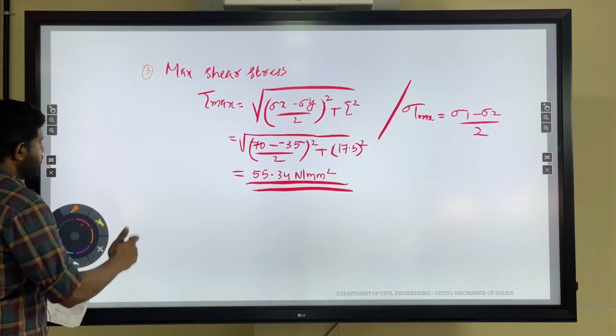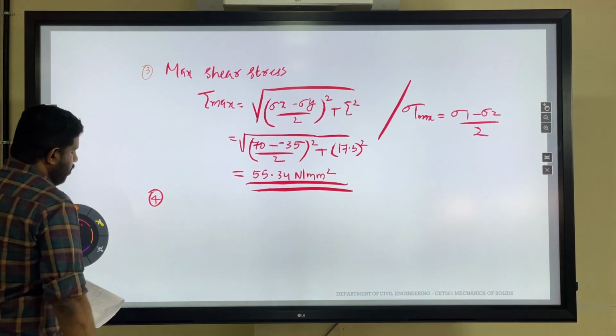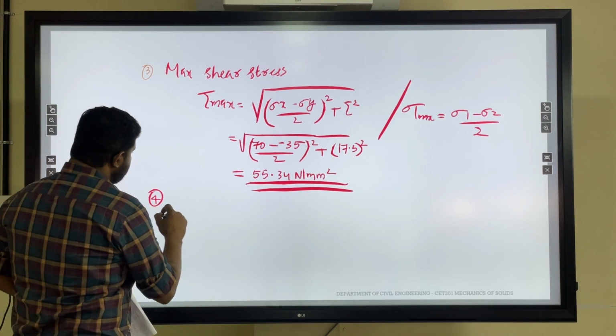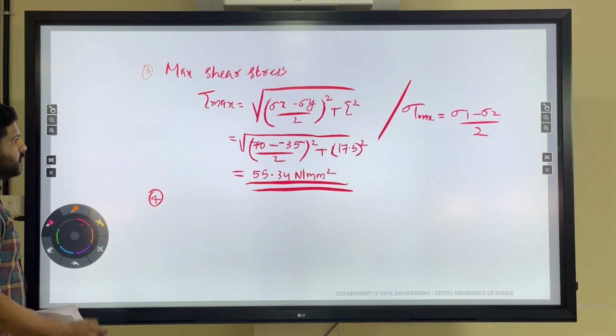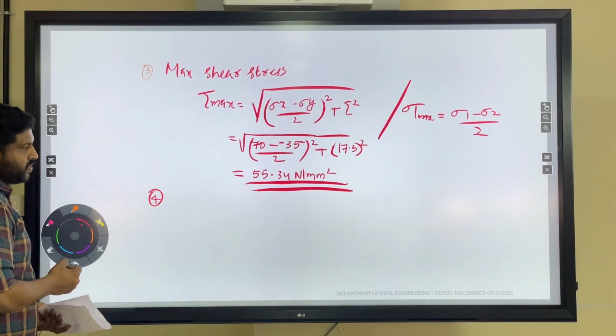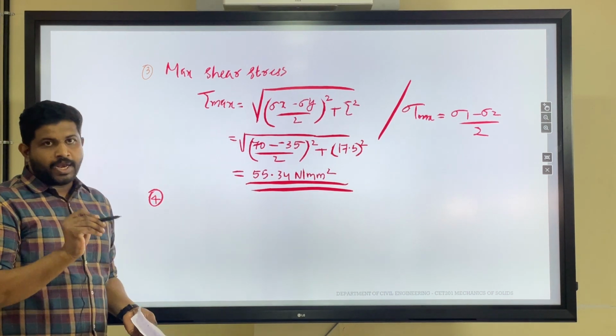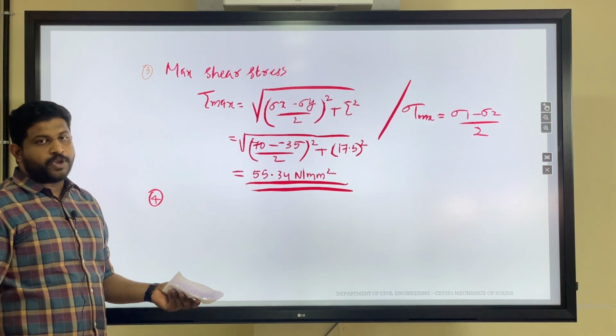And the last part is we are asked to calculate the orientation of the plane having maximum shear stress. So the plane having maximum shear stress will be inclined at an angle of 45 degrees with respect to the principal plane.